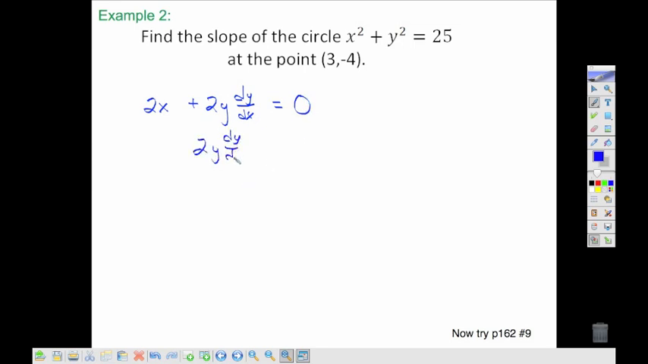Now again, we need to solve this for dy/dx. So we get a negative 2x over here, and if we divide both sides by 2y, we're going to get negative x over y. Now notice that our derivative is in terms of both x and y.